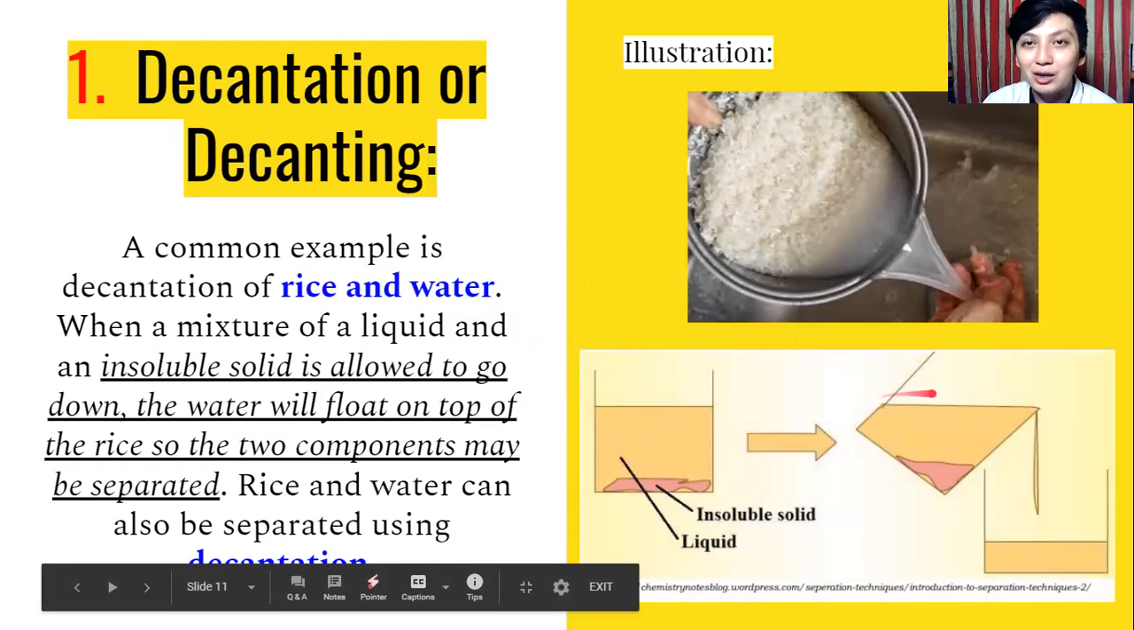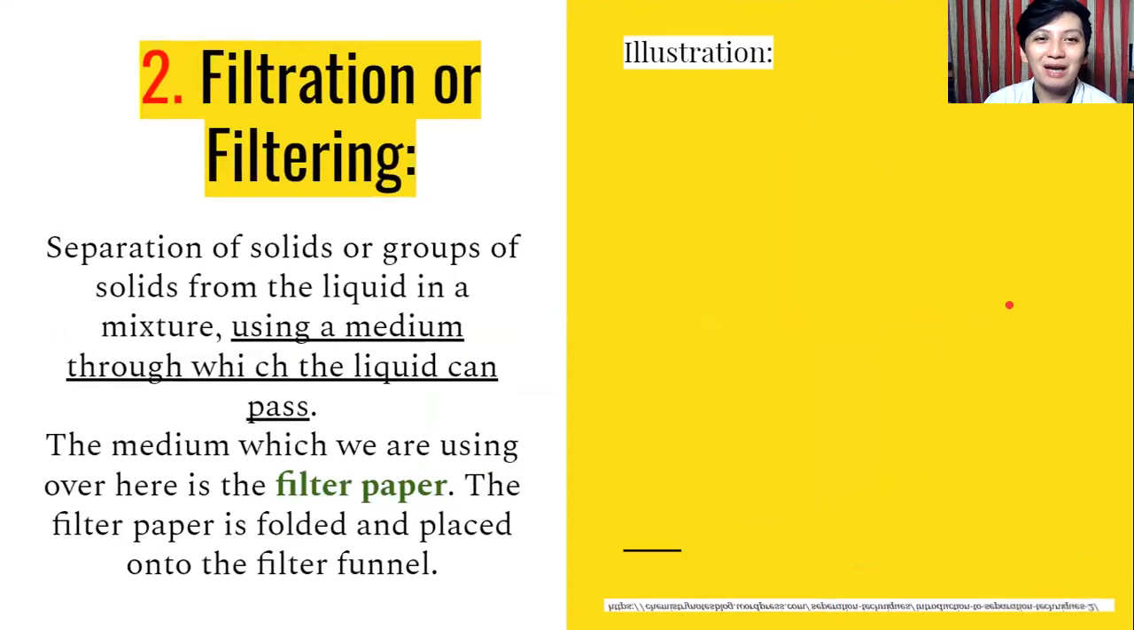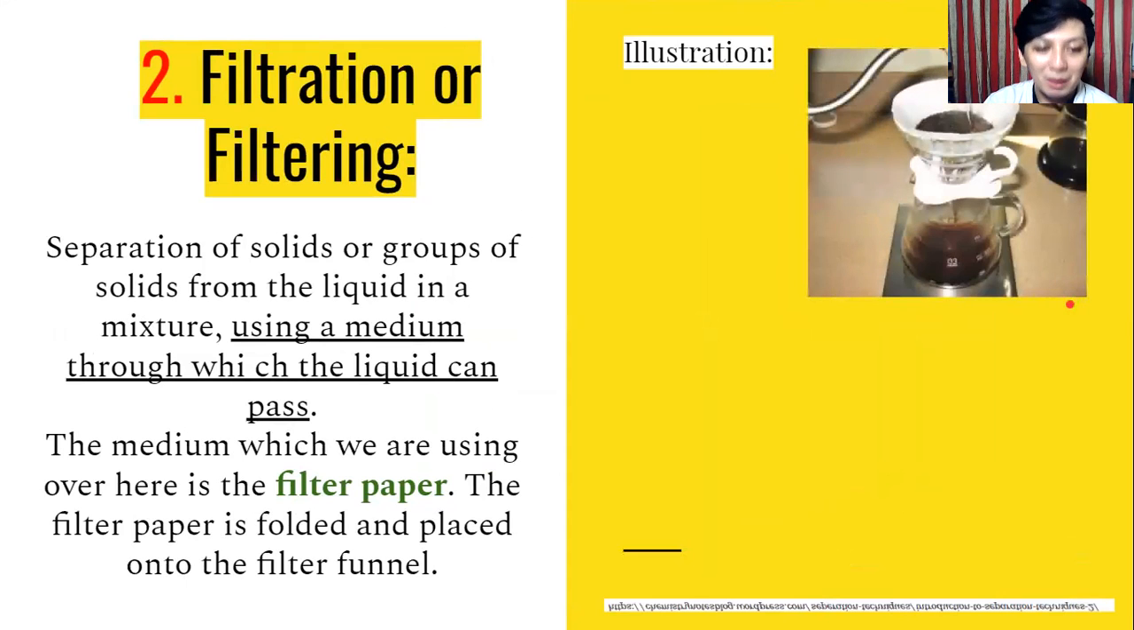So by pouring it to another container, that is what you call decantation. Okay? And then number 2, we have filtration or filtering. So separation of solids or groups of solids from the liquid in a mixture using a medium through which the liquid can pass. So in our example, the medium which we are using over here is the filter paper. Okay, and it's folded and placed onto the filter funnel.